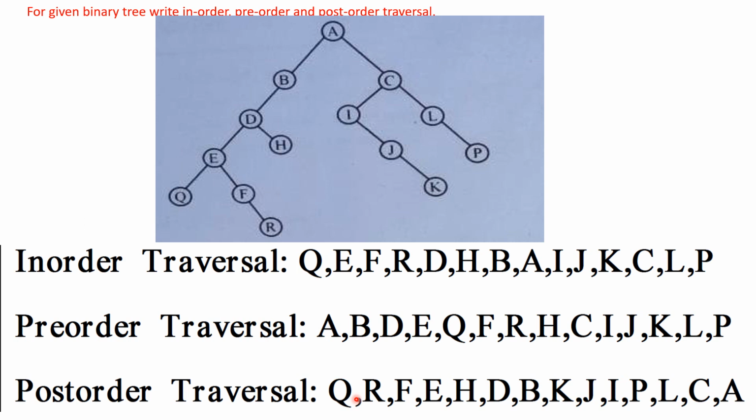So Q, R, F, E, then H, D, then B and K, J, I, P, L, C, and finally the root node is A. So this is the in-order, pre-order and post-order traversal for this binary tree.